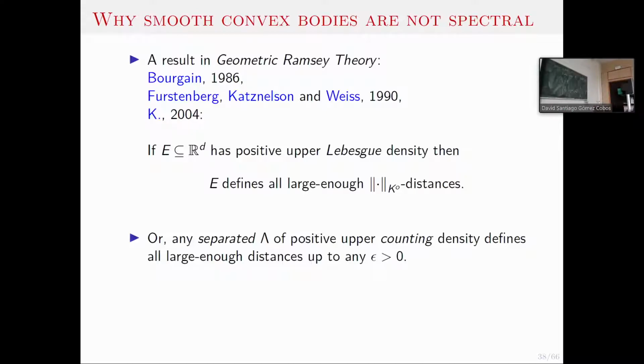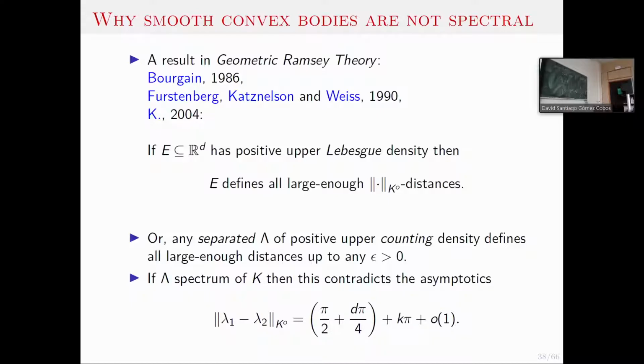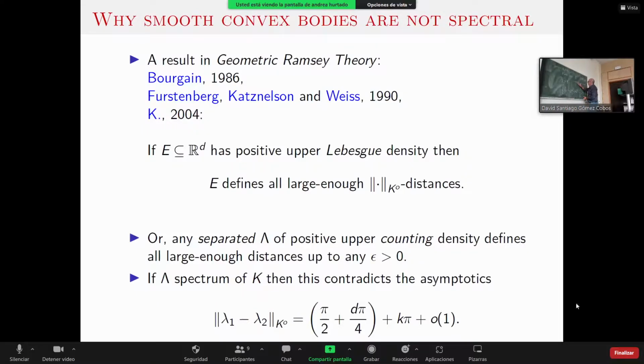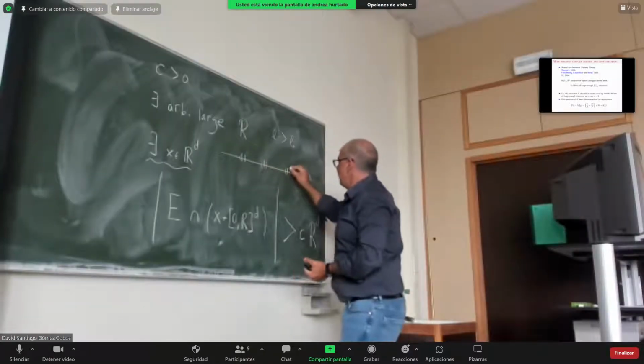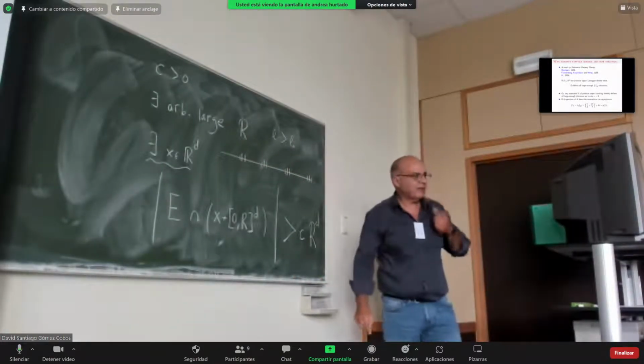you want. But if lambda is a spectrum of this convex body, and I measure distance in this metric, then all the differences, because they must be part of the zero set, must look like this. So this is a constant plus an integer plus something tiny. So if you look at those distances on the line, it will look like an arithmetic progression and epsilon close to that. These are the distances in that metric.